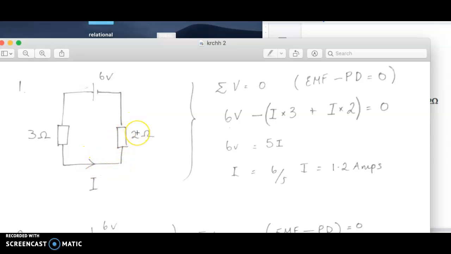times 2, IR. If we express that as an equation, we end up with 6 volts EMF minus the potential difference, I3 plus I2. So 6 equals 5I, and if we do the math, we end up with a current of 1.2 amps. If you haven't been able to follow this, you need to ask for some help. So put your hand up and have a word with me.